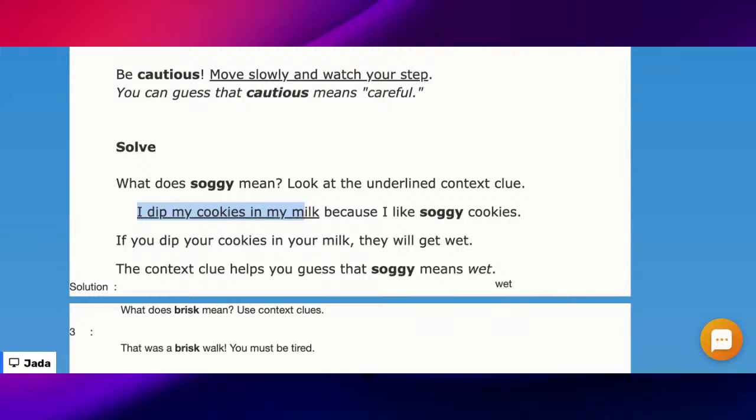You dip the cookies in the milk. That means you take the cookie, you put it in the milk, and then you eat it. So when you put it inside the milk, it becomes wet. So it says because I like soggy cookies. I like soggy cookies means that you like soft cookies, wet cookies. So that's what it means.